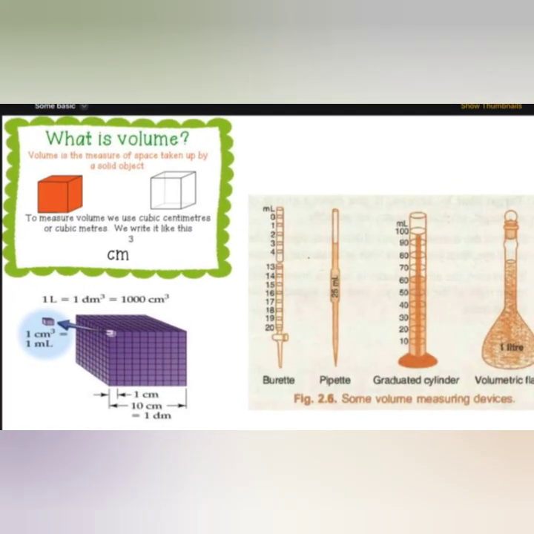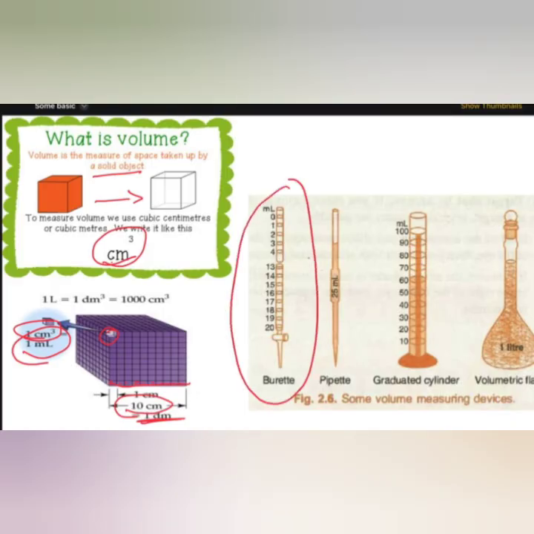This is volume. Volume is the measure of the space taken by a solid object. To measure volume, we can use cubic centimeter or cubic meter. 1 liter is equal to 1 decimeter cube, which is 1000 centimeter cube. 10 centimeters means 1 decimeter. You can remember all these.